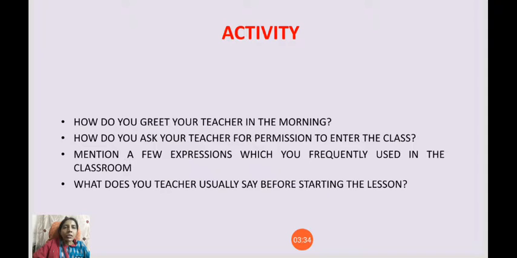How do you ask your teacher for permission to enter the class? When you are entering a classroom, how do you ask your teacher for permission? Think for a while. The expression students generally use is, may I come in, teacher? Many students think it is my come in, teacher. It's not my, it is may, M-A-Y, may I come in, teacher.